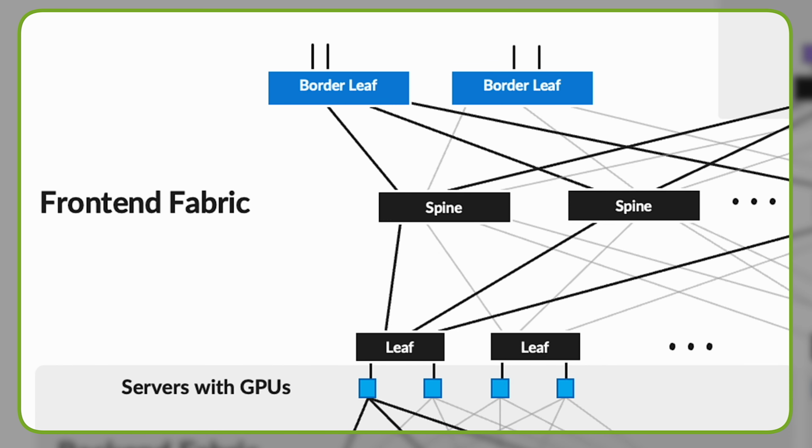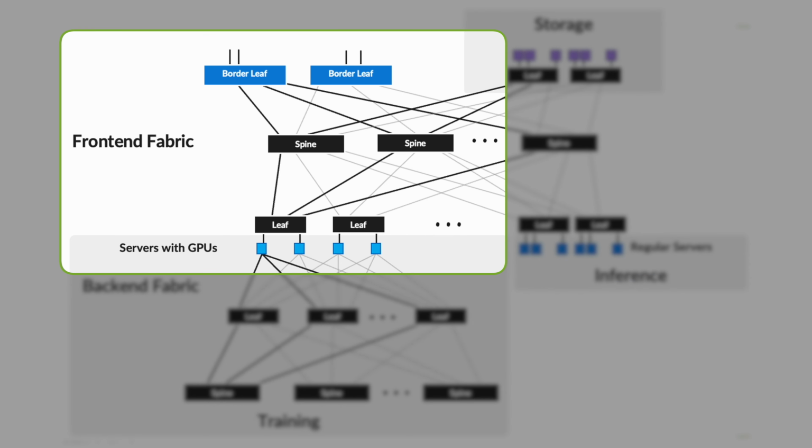This is the typical spine leaf architecture. Border leaf switches connect the front-end fabric to the rest of the network, handling the routing and filtering of traffic. Spine switches act as the backbone of the network, and leaf switches connect to the actual computing resources used for ML tasks such as GPUs or specialized processors.